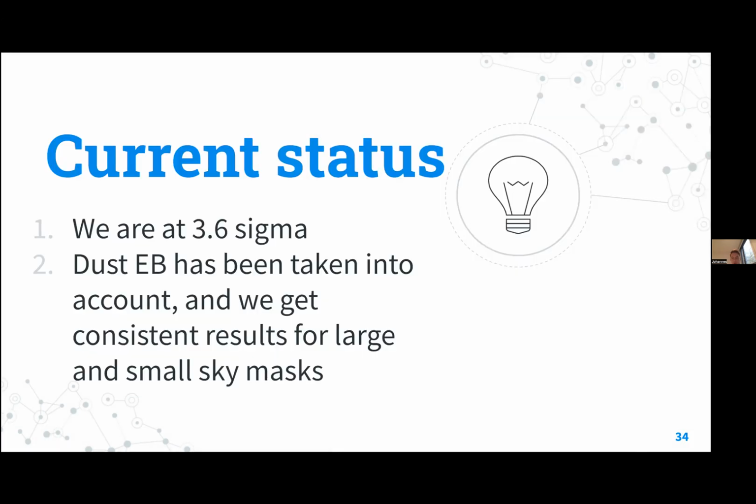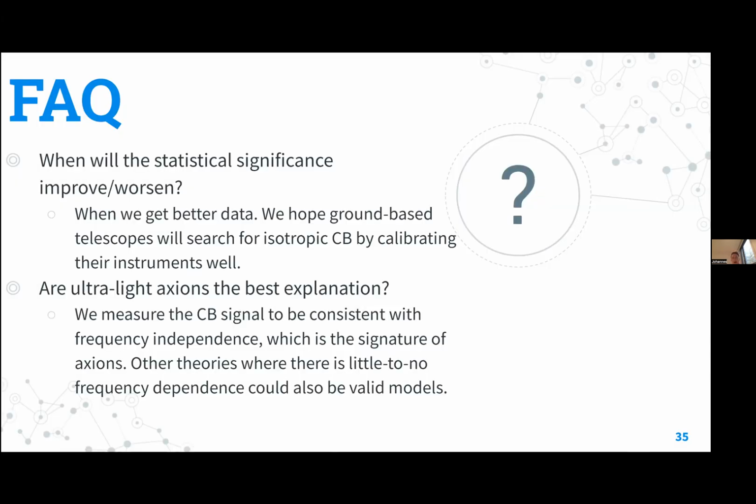So I'm getting close to the end here. That's the current status. We're now at 3.6 sigma, and we have a much better understanding of the Dust EB, and we take it into account. We get the same measurements no matter what part of the sky we look at, which is very, very promising for this work. And I've also been asked a couple of questions, so I'm going to do a very quick FAQ here.